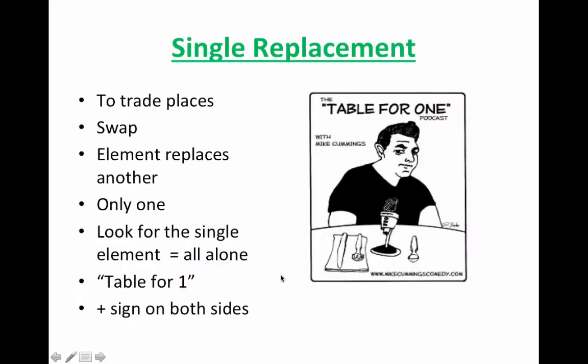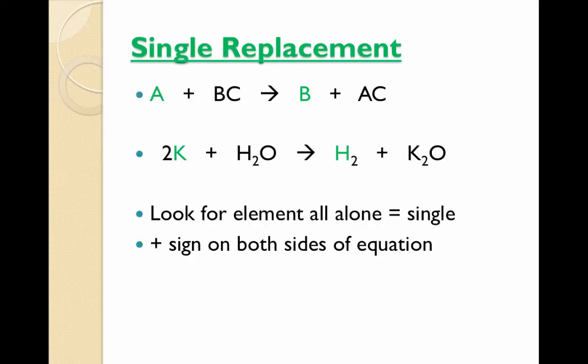So single replacement, what a replacement means is to trade places or swap. In a single replacement, only one element replaces another one. You look for the single element all alone. I call it the table for one element. And the way to identify this is you're going to have a plus sign on both sides. So here's what it looks like. A plus BC yields, remember you're swapping it around, B plus AC. And here's another one for you here. You've got potassium and water, which is getting rearranged into hydrogen gas and potassium oxide. Remember, look for that element that's all alone and make sure you have a plus sign on both sides of the equation.